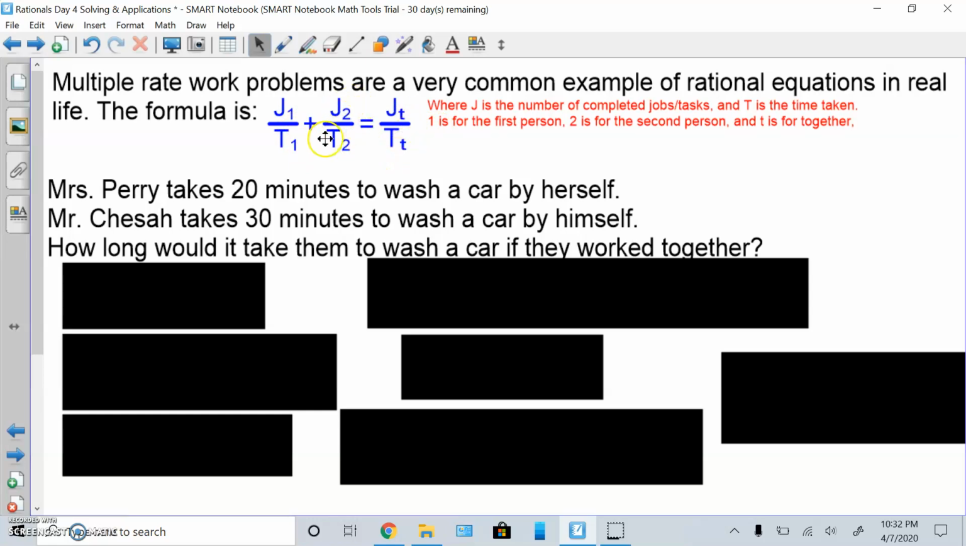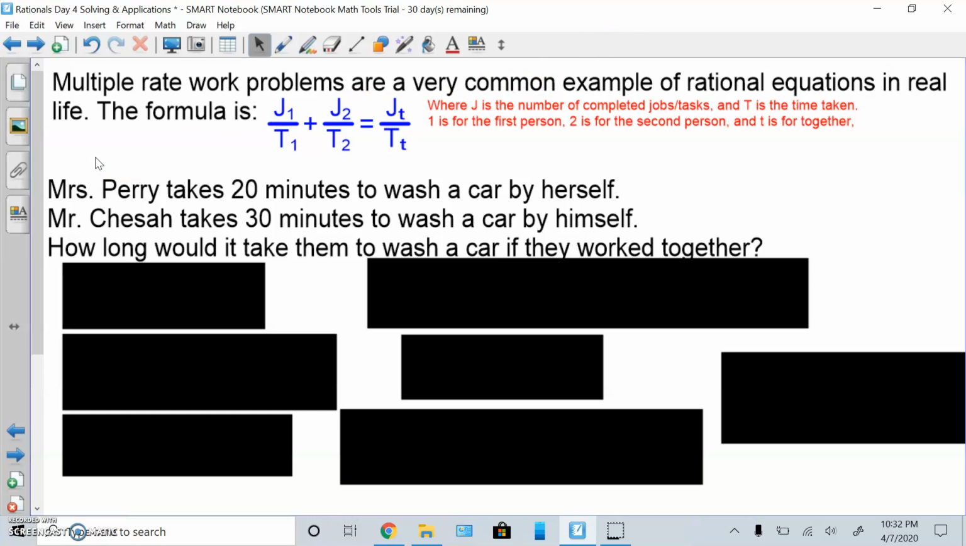All right, so if they're working together, it's a plus sign. If they're working against each other, sometimes it happens, it's a minus sign. And if it's more than 2 people, you just add another fraction, say like plus j sub 3 over t sub 3. Let's do a problem. So Miss Perry takes 20 minutes to wash her car by herself.